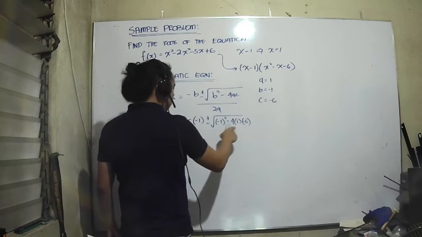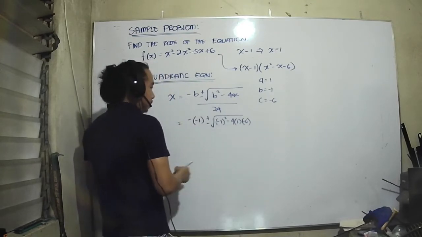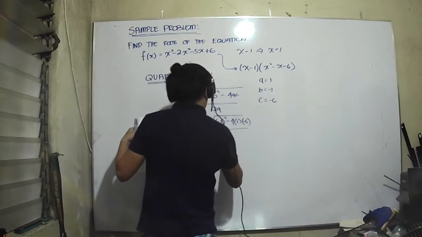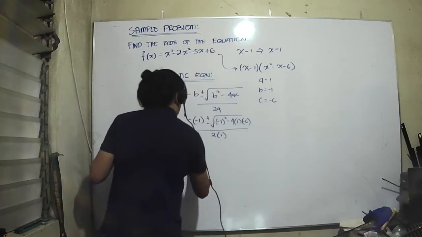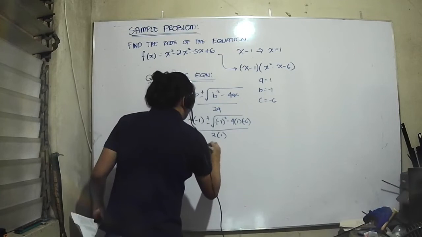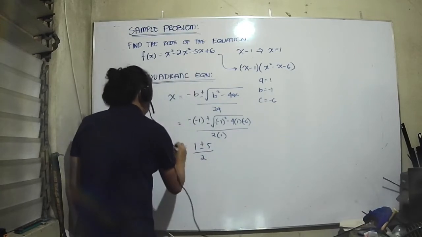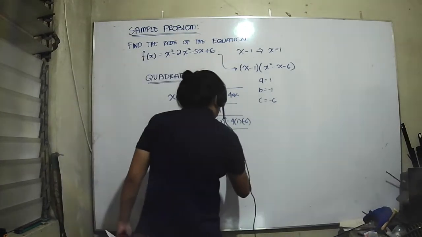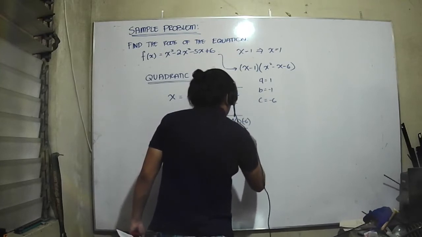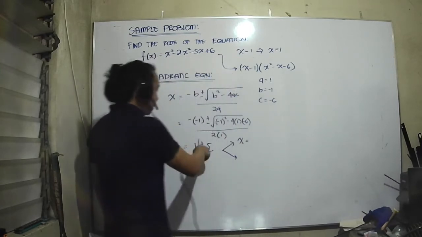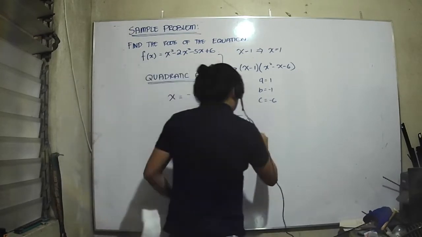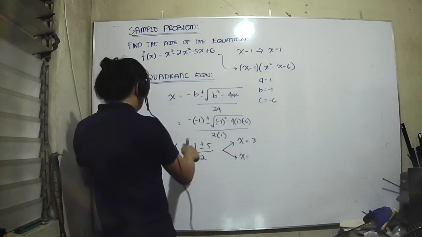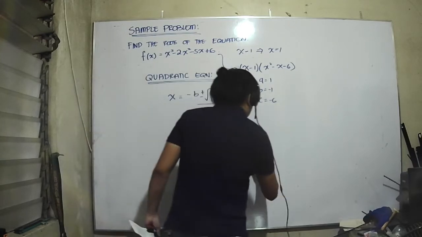b squared, plus 4 times 6, that is 36, divided by 2 times 1. And that should be equal to 1 plus or minus 5 over 2. This can be divided into two parts. x is either equal to (1 + 5) divided by 2, which is equal to 3, or x could be (1 - 5) divided by 2, which is equal to negative 2.